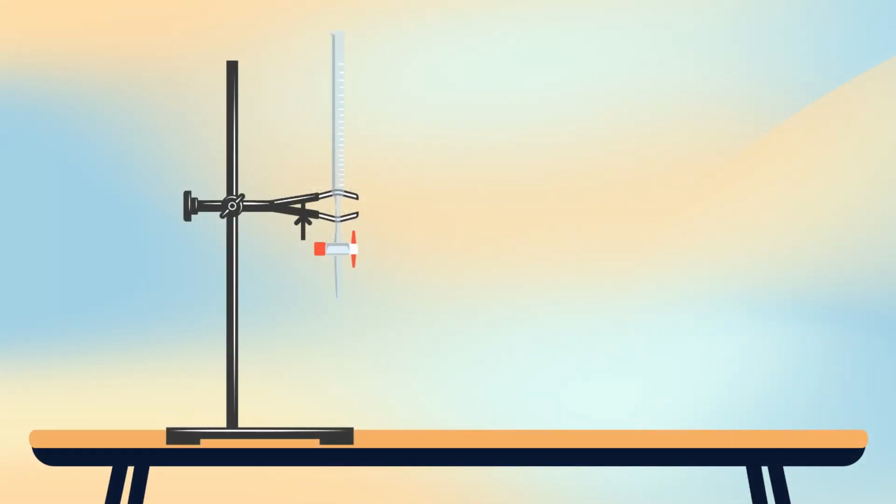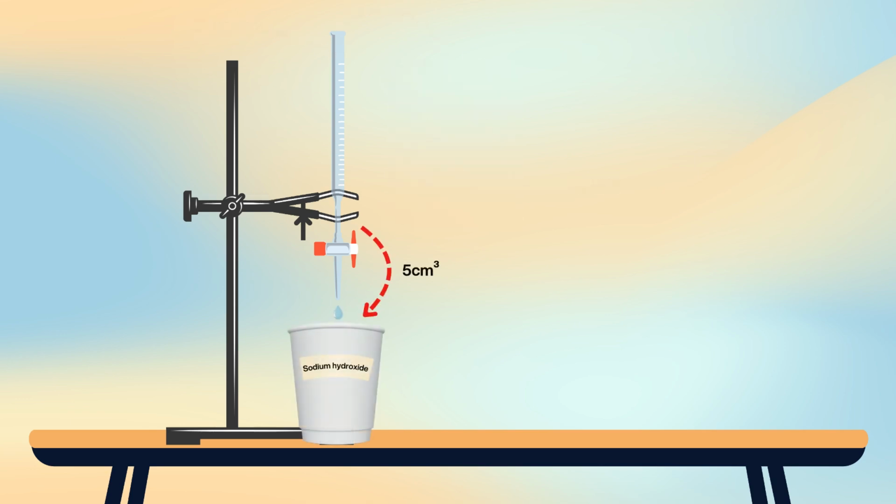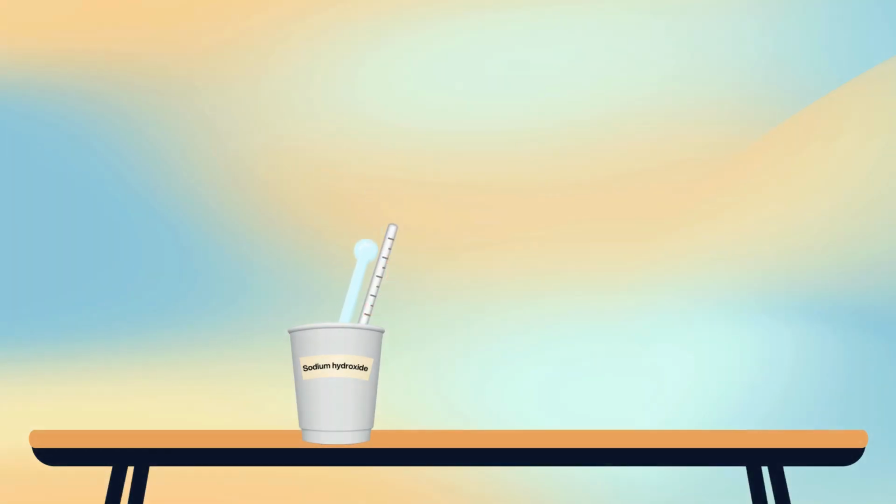Next, we can add the hydrochloric acid. First, fill the burette with hydrochloric acid, also known as HCl. Then, carefully add 5 centimeters cubed of the acid from the burette to the sodium hydroxide solution in the polystyrene cup. Stir the mixture gently with the stirring rod to ensure thorough mixing. We need to observe the thermometer and record the highest temperature reached.